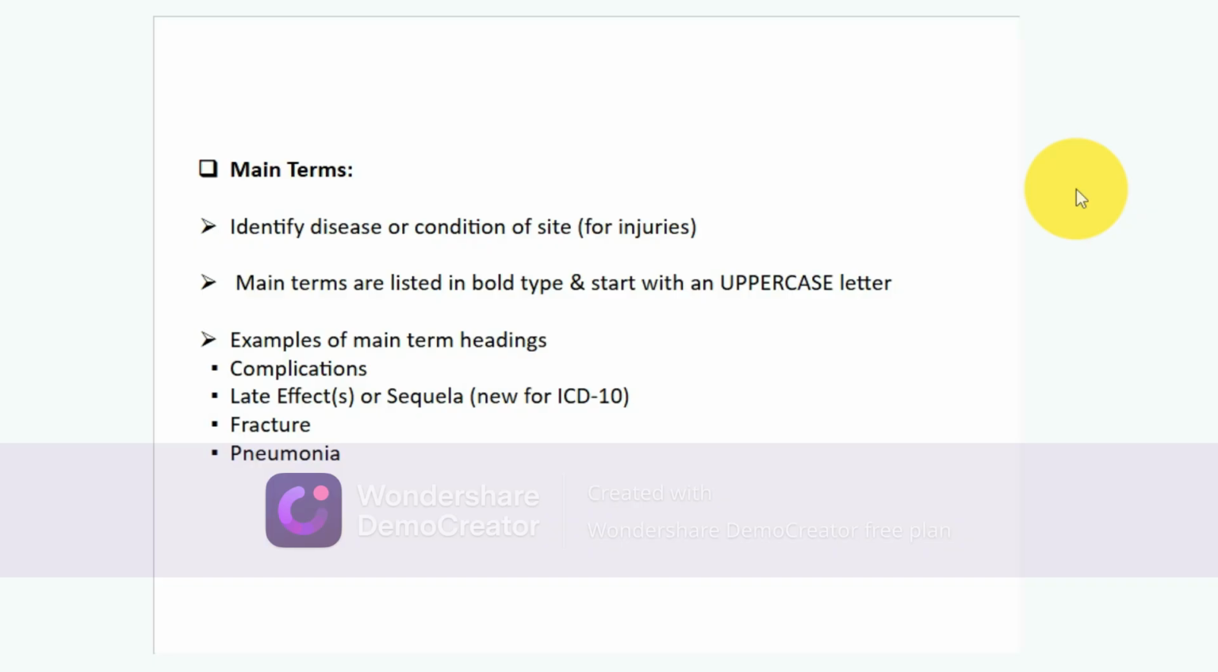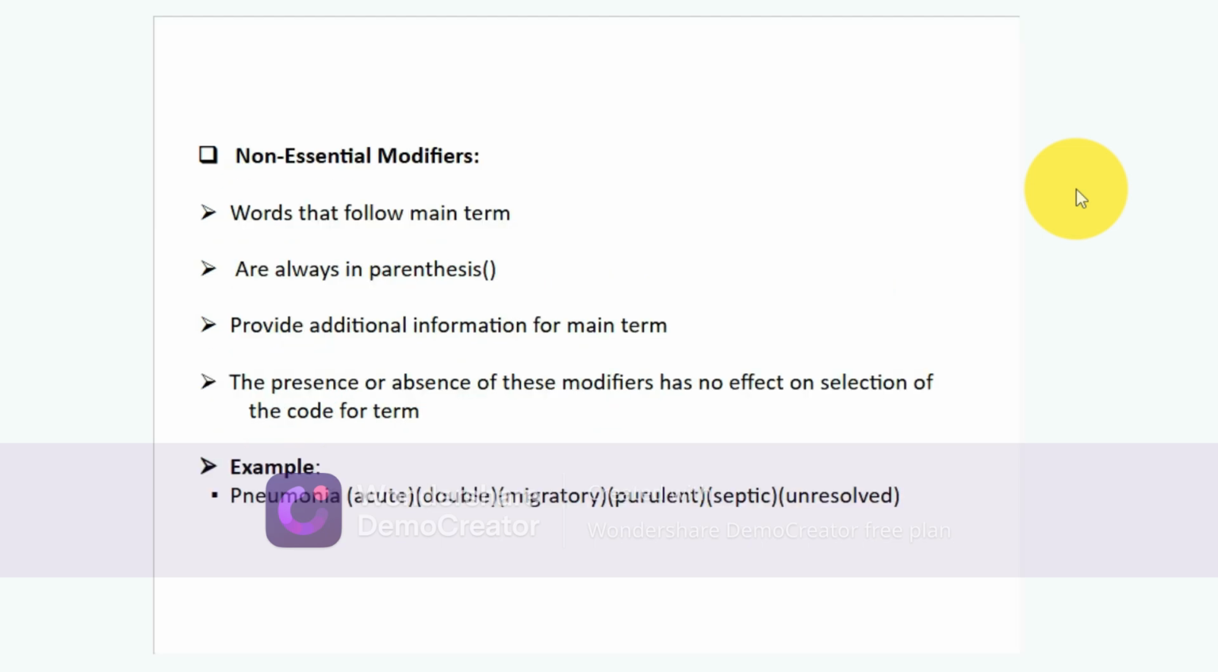Main terms identify the disease or condition, or the site for injury. Main terms are listed in bold type and start with an uppercase letter. Examples of main term headings: complications, late effect, sequela, new ICD-10, fractures, pneumonia. These are all used as non-initial modifiers. Words that follow main terms are always in parentheses and provide additional information for the main term. The presence or absence of these modifiers has no effect on the selection of the codes.